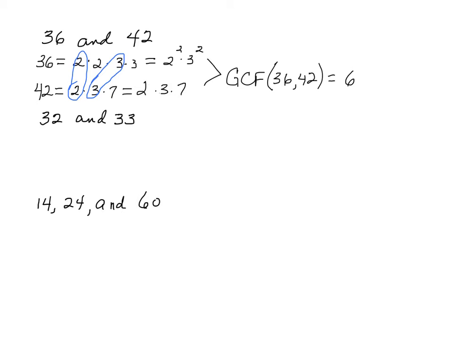Now what about 32? Let's break up 32 and 33 into prime factors. 32 equals 2 times 16. But 16 is 2 times 8. But 8 is 2 times 2. If you multiply this out, it will give you 32, which is 2 to the 5th. 33 is 3 times 11.